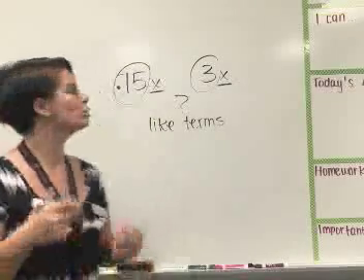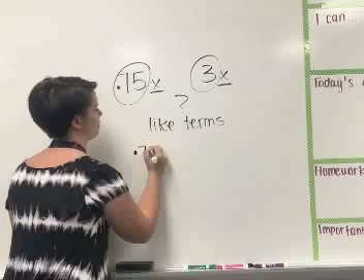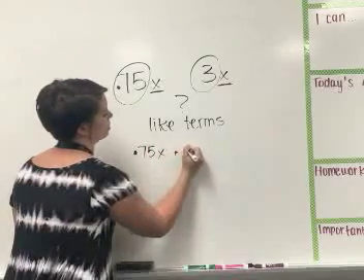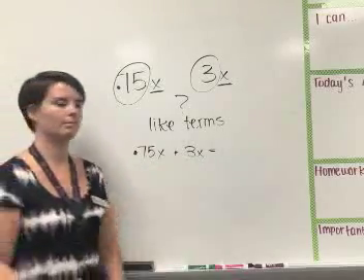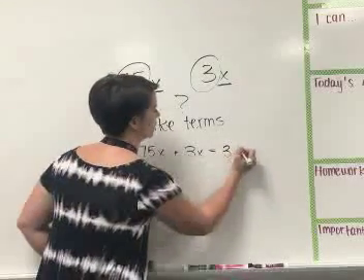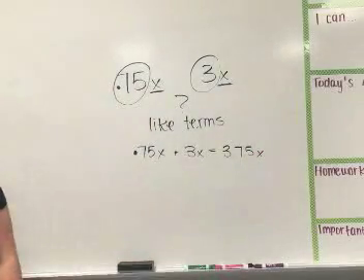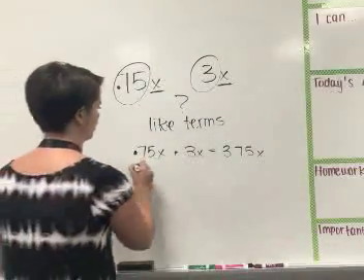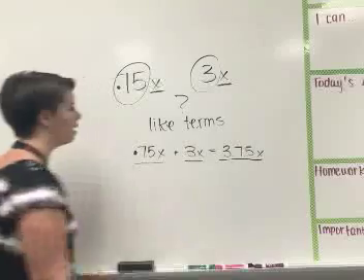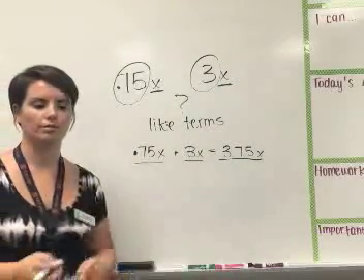We know this. So, if I wanted to add 0.75x plus 3x, what do I get? 0.75 plus 3. 3.75x. Okay, now, so this is true. Now, I want you to take a second, think about that. Maybe it's still a little confusing.